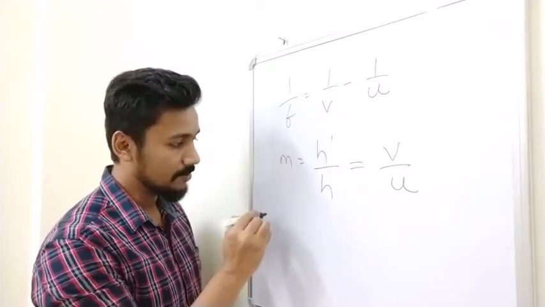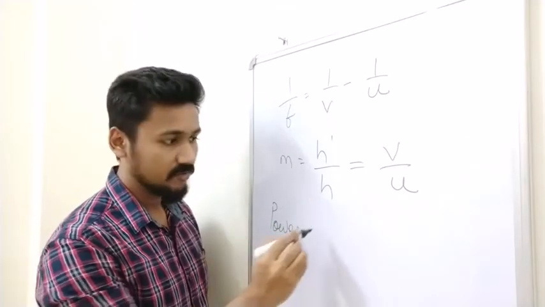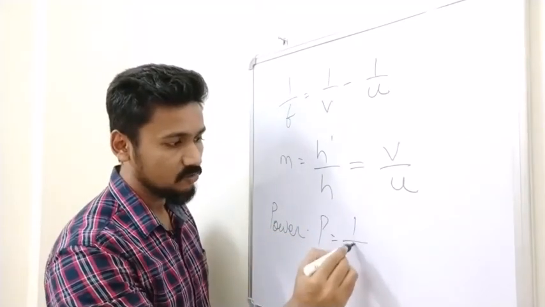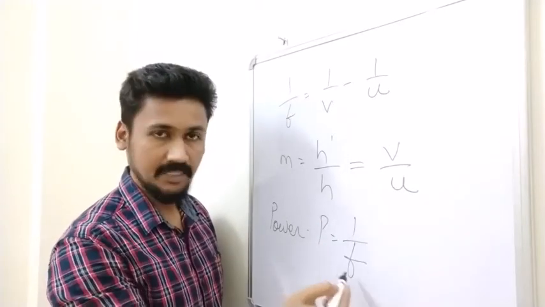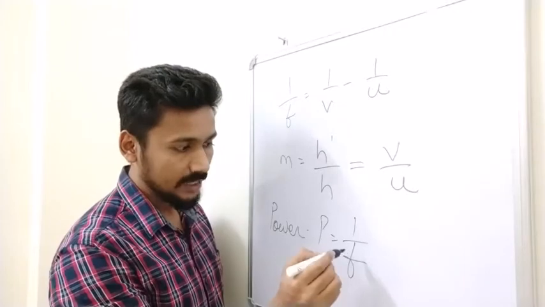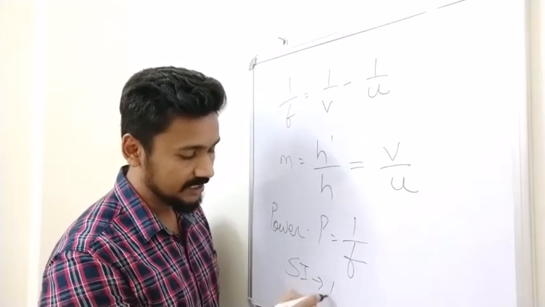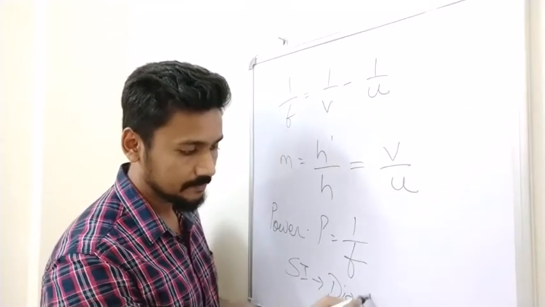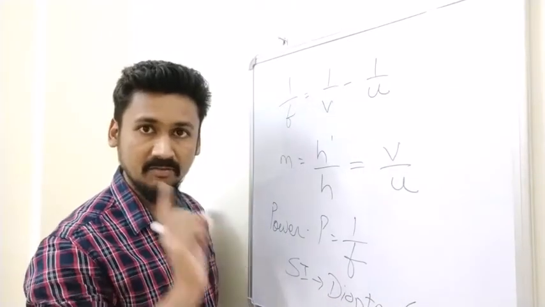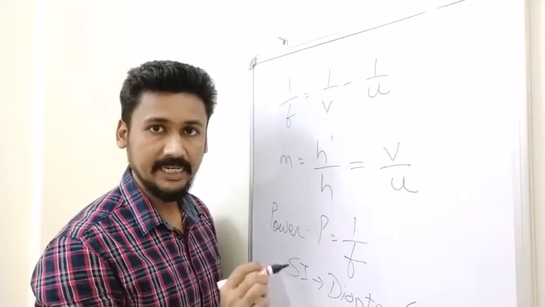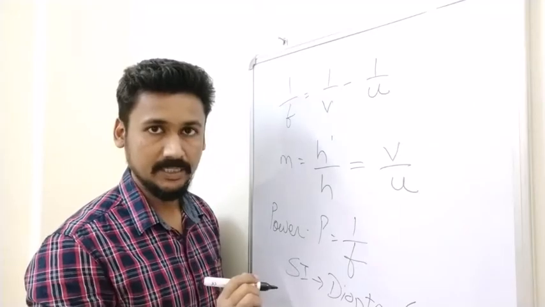Another formula you will remember is the formula for power of a lens. Okay, so power of a lens, P, is given by 1 by f. So P is equal to 1 by f, that is the reciprocal of focal length. Now the SI unit of focal length is meters, therefore the SI unit of power is diopters, which is denoted by the capital D. Remember, only when focal length is measured in meters will power be measured in diopters.